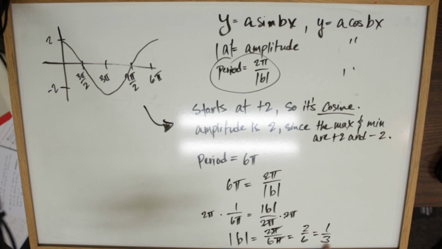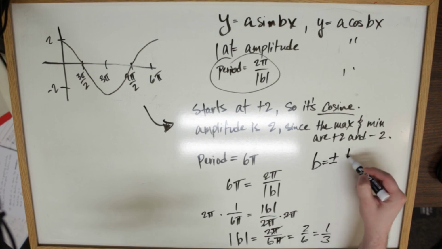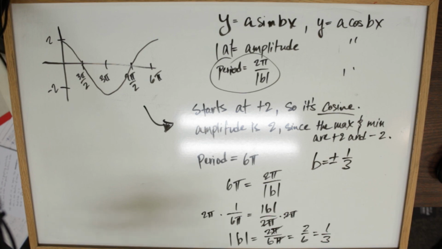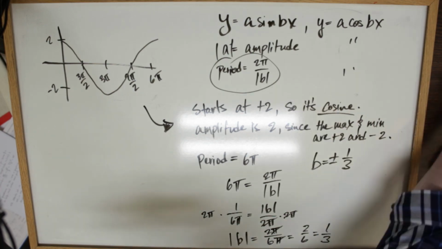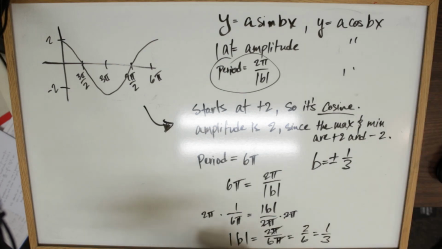So the b value, b is equal to plus or minus 1 over 3. Okay? Because it's absolute value, it can technically be either one. It doesn't matter. You'll notice in the instructions it says find an equation. It doesn't say find the equation, and the reason why is because of these absolute value signs. It could be one or two different things. And so what we're going to do then is write the equation.